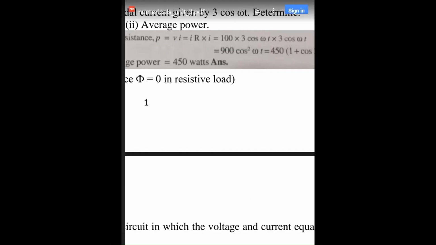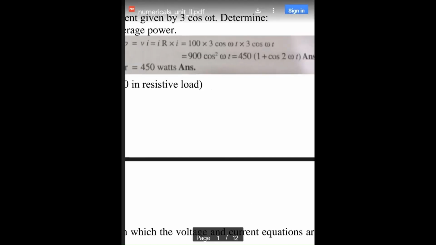The next part was to calculate the average power. Instantaneous power is known to us. Load is resistive load, and we are required to calculate the average power. For this, either we should know the formula for the average power, or we should go by the derivation.